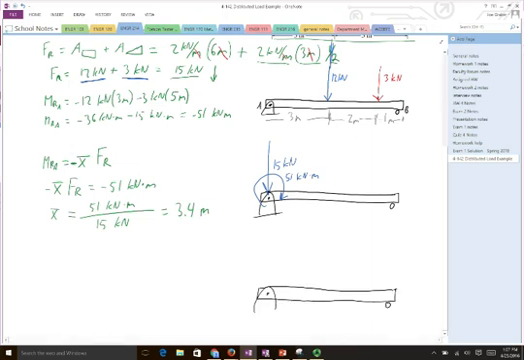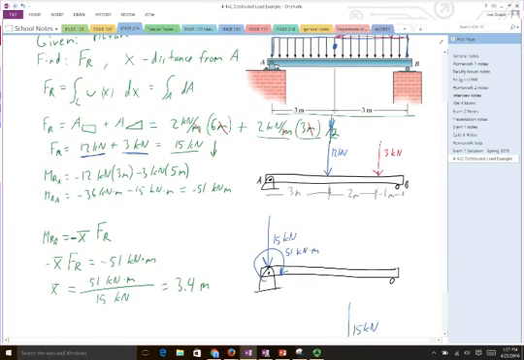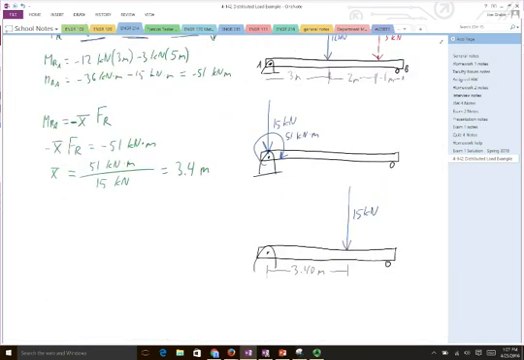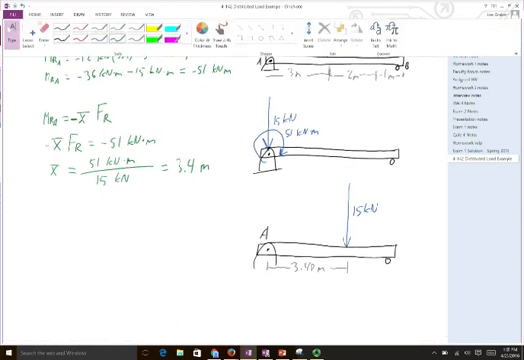The equivalent system has the resultant vector of 15 kilonewtons, and that one is acting 3.4 meters away from point A. That system is equivalent to the distributed load system for a rigid body, and it's just a single point load 3.4 meters away from A. Okay, that solves this problem. Obviously, we would box our answers before we turn them in.